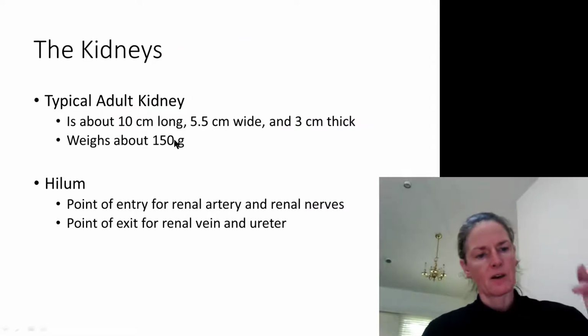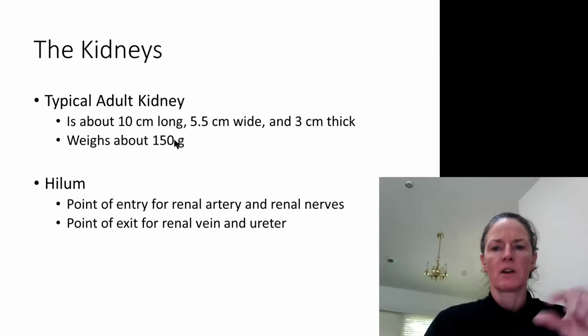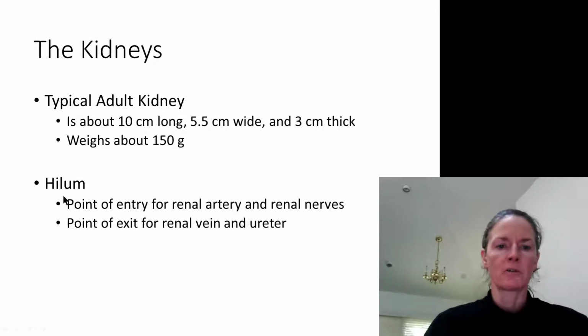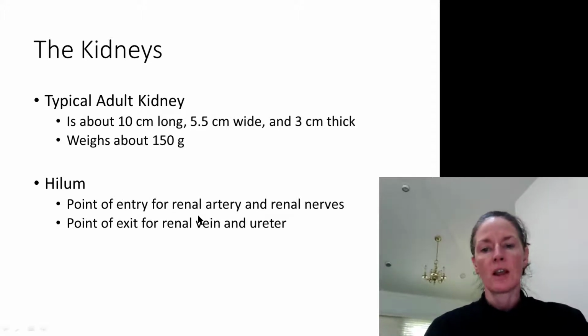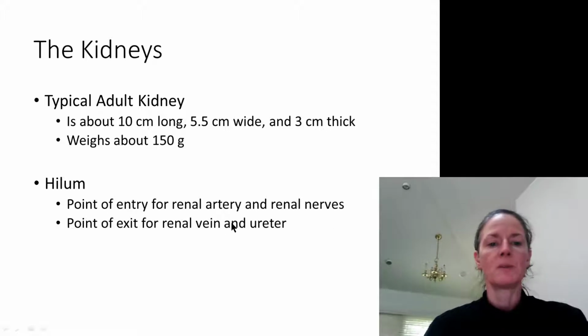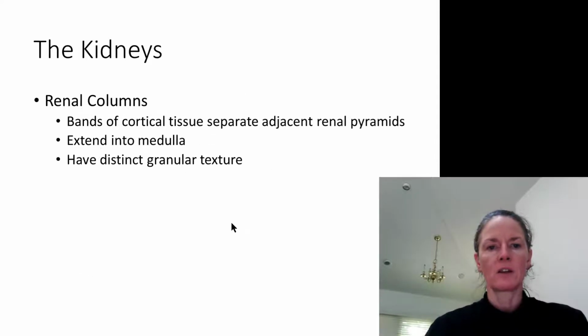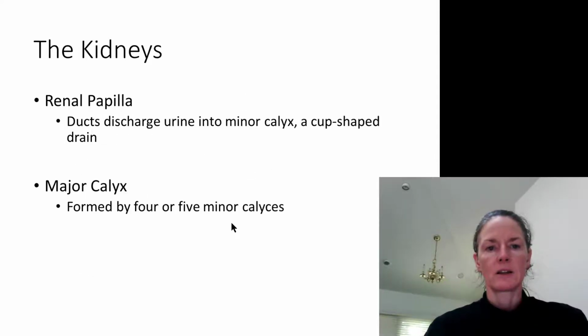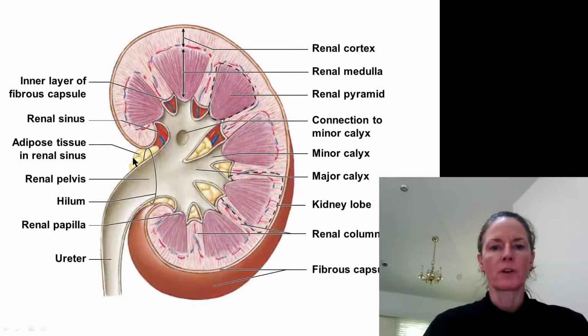All right, so the adult kidney is about 10 centimeters long, about 5.5 centimeters wide, and 3 centimeters thick, and weighs about 150 grams. And as we've said, the hilum is the point of entry for the renal arteries and renal nerves, and is going to be the point of exit for our renal vein and our ureter, as we saw in the previous picture. So let's actually look at the sectional anatomy of the kidneys. So we'll talk about all of these slides in this picture.